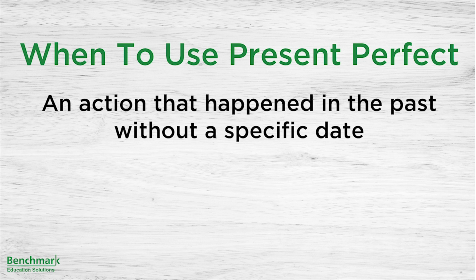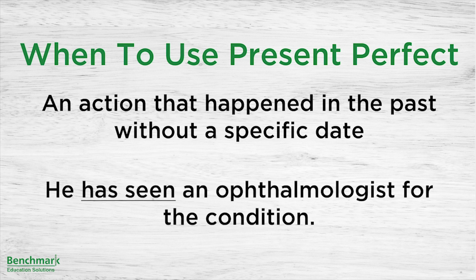Now let's look at when we should use the present perfect in OET writing. We use the present perfect when we talk about something that happened in the past without a specific date. For instance, he has seen an ophthalmologist for the condition. No specific time is given, but we know that it happened in the past. If a specific time is given, we should use the simple past tense instead, but we'll talk about that in another lesson.